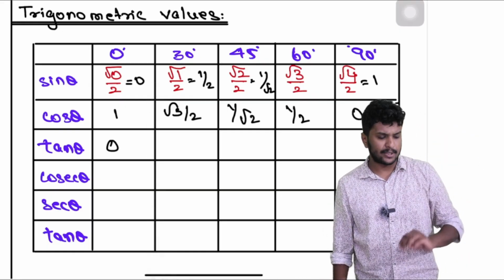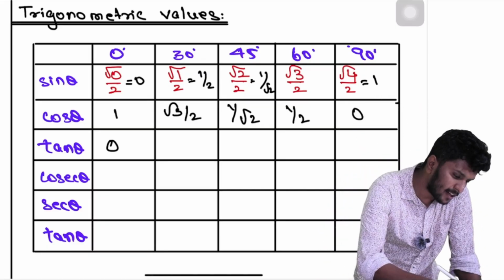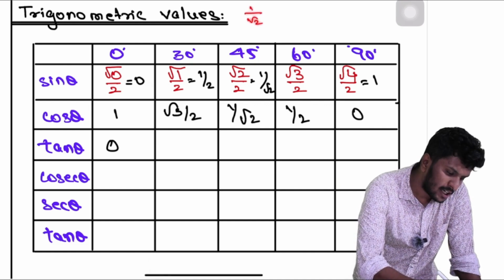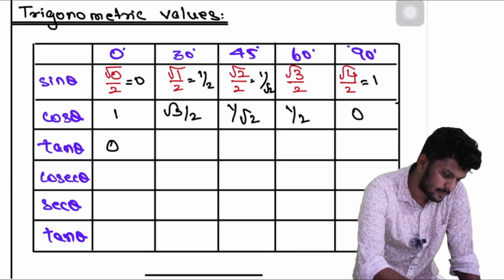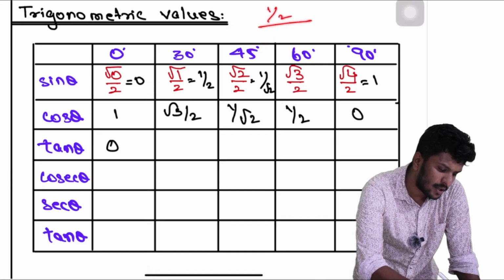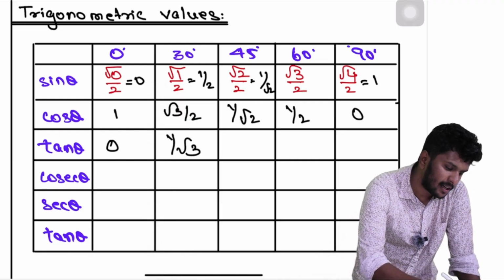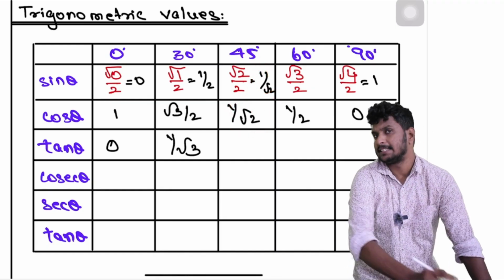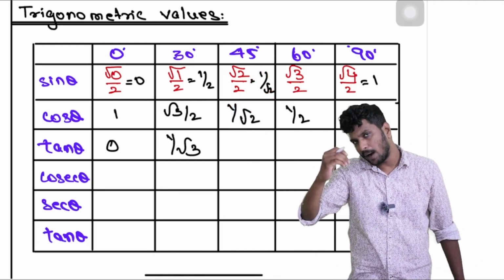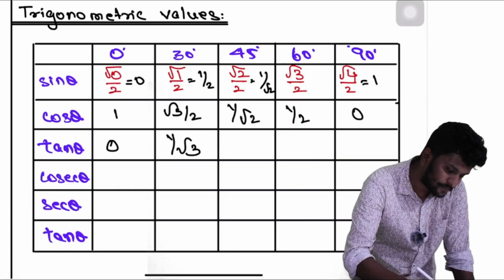So now look at the 30 degree values. Sin 30 is 1 by 2, cos 30 is root 3 by 2. So 1 by 2 divided by root 3 by 2. The 2 in the denominator gets cancelled, and you are left with only 1 by root 3. So tan 30 is 1 by root 3. Now if you look at tan 45, sin 45 and cos 45 are the same. So 1 by root 2 divided by 1 by root 2 gets cancelled, giving the value 1.